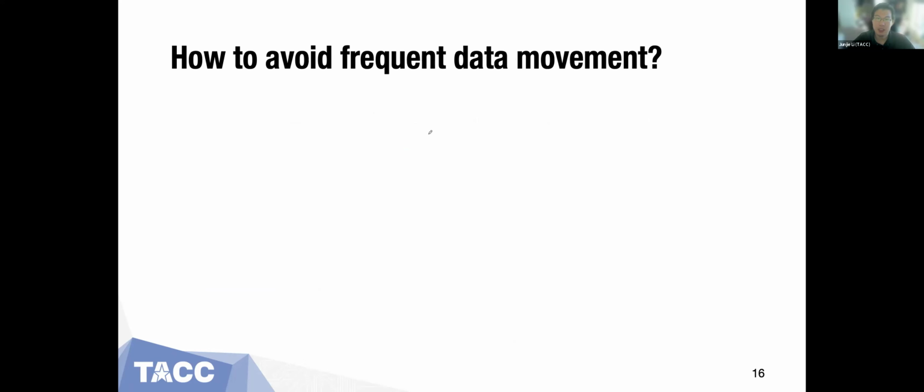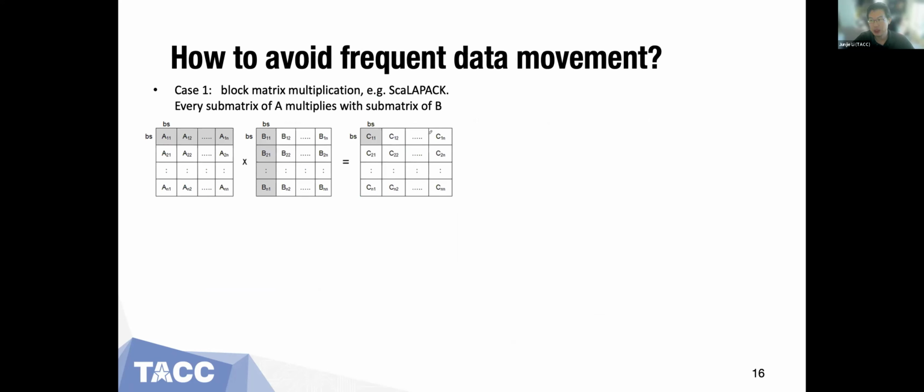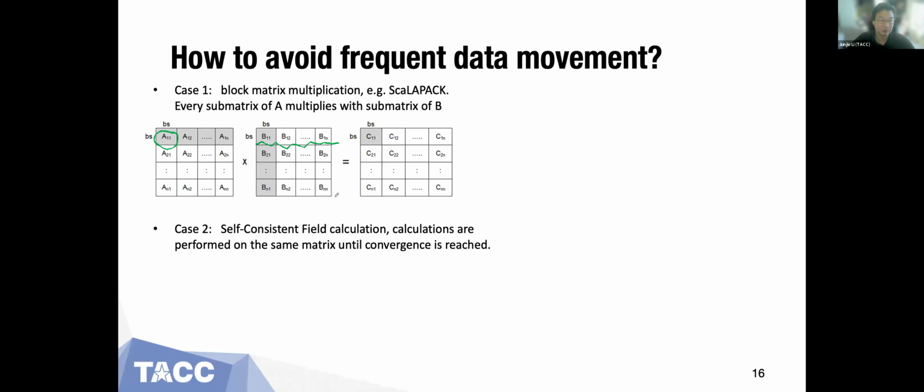To solve that problem, we have to go back and look at how matrix operations, or in general BLAS, are used in real scientific codes. I summarized 3 common use cases. The first one is block matrix multiplication. Here we have matrix A times B equals C, and you can see that this particular block of A is going to be multiplied by every block in the first row of B. So given the matrix dimension is n by n, every block of A can be reused n times when doing block matrix multiplication, right?